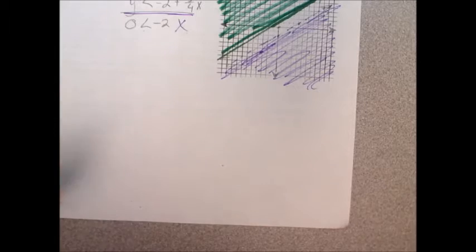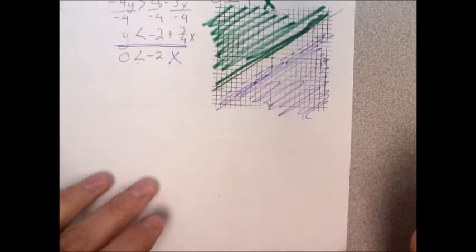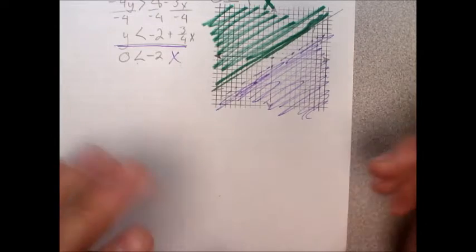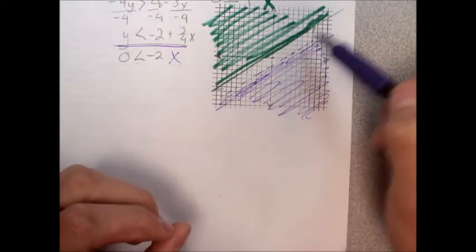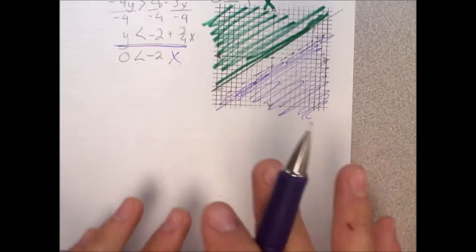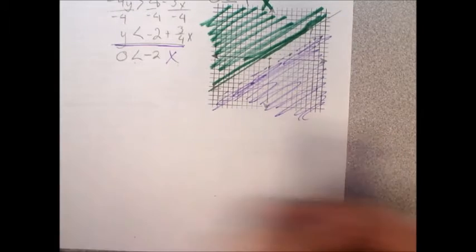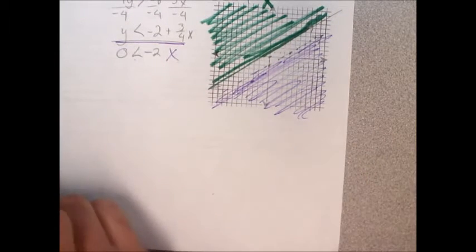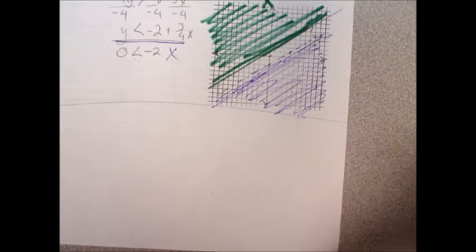So is there any common solutions? Is there anywhere that the two overlap? No. So therefore, there is not a solution for this set. There is no overlap in their shading. Without graphing these are extremely difficult to see. Okay? Now let's practice these on our calculator.